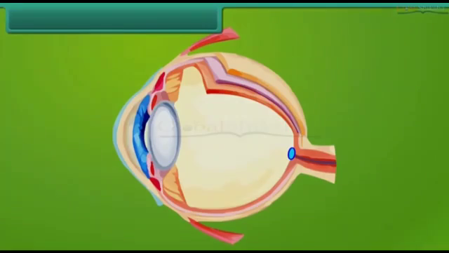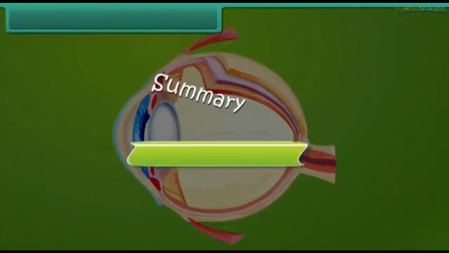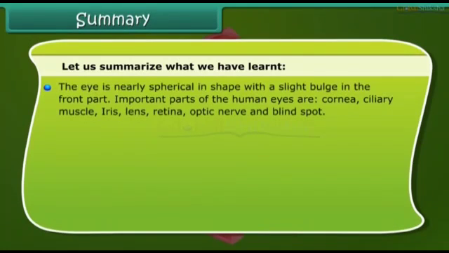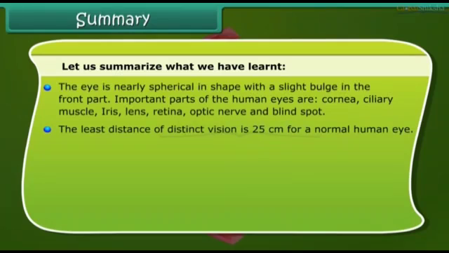Now let us know the summary of this video. Let us summarize what we have learnt. The eye is nearly spherical in shape with a slight bulge in the front part. Important parts of the human eye are cornea, ciliary muscles, iris, lens, retina, optic nerve and blind spot. The least distance of distinct vision is 25 cm for a normal human eye.